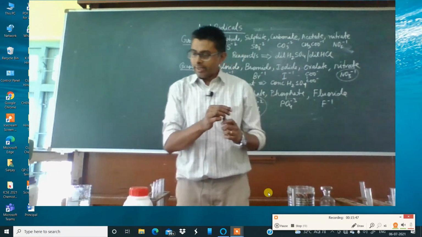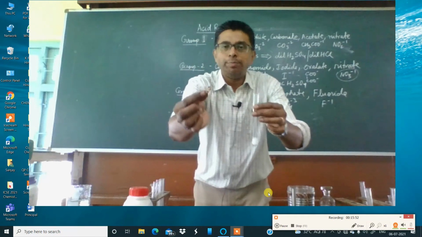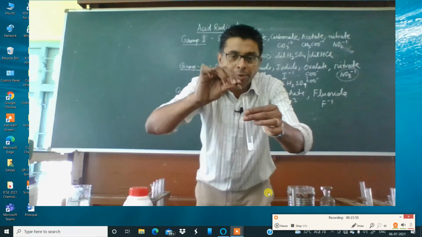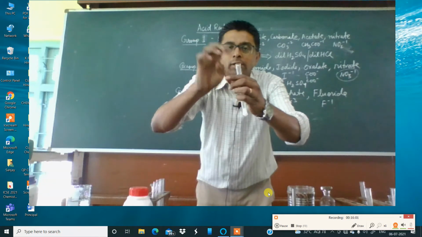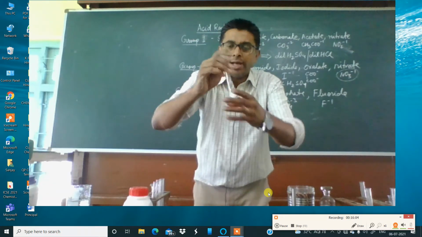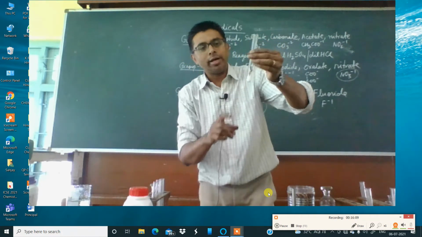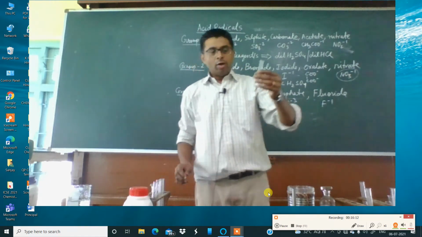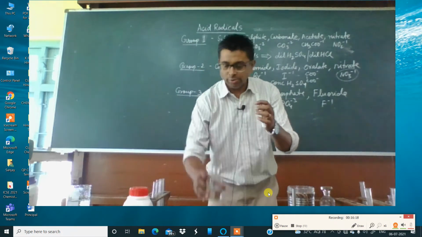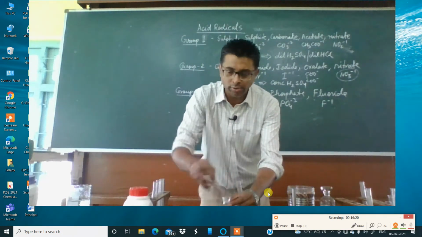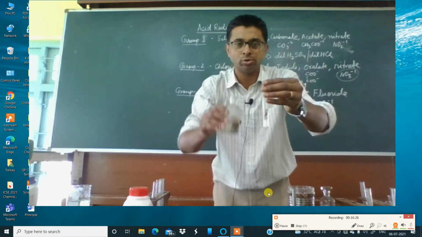Now to this zinc nitrate salt, I will first add a small piece of copper turnings. You can see copper turnings. Okay, I'll put it over there. Let it go down, and it should touch the sample. Now to this sample containing copper turnings, I will add concentrated sulfuric acid very carefully. I must be very careful while handling concentrated sulfuric acid. So I'm going to add sulfuric acid to this copper turnings in this test tube containing the nitrate sample. So let us see what happens.